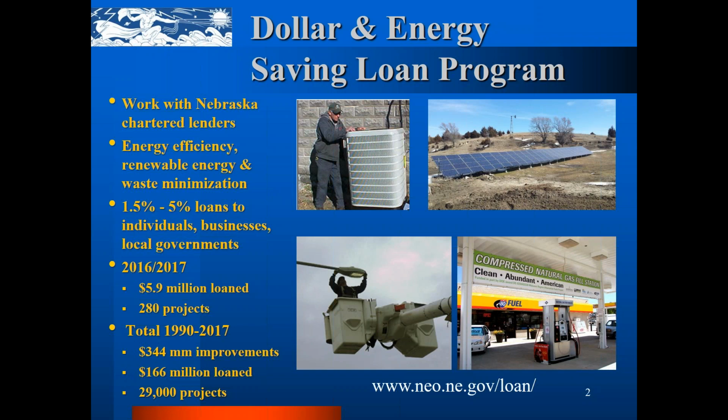Altogether, the total energy efficiency improvements last year were just under $13 million, and then additional aspects of those projects that weren't eligible for including in the loan would have added about another couple million dollars. Looking at the now 27 years of the program, a total of just under $350 million of improvements, of which the Nebraska Energy Office portion has been $166 million, and over 29,000 projects.